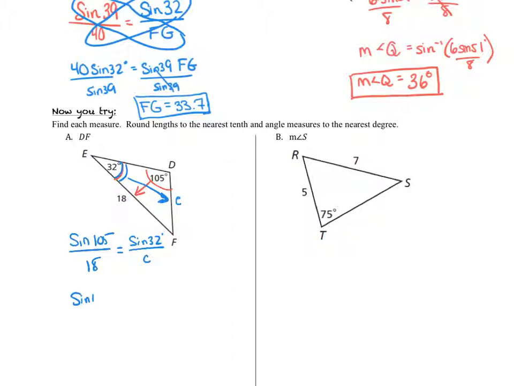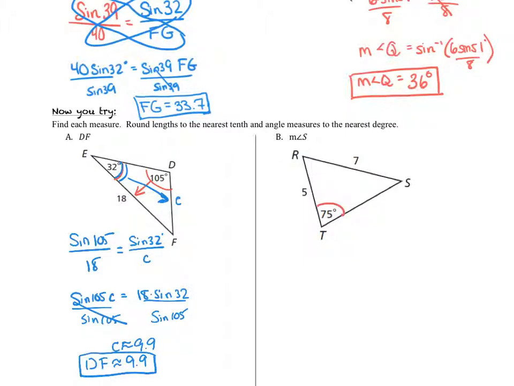So then I get sine of 105 times c equals 18 times sine of 32. Divide both sides by sine of 105. Type this in your calculator and you will get c, or what we are calling DF. And it's about 9.9. So DF is about 9.9.